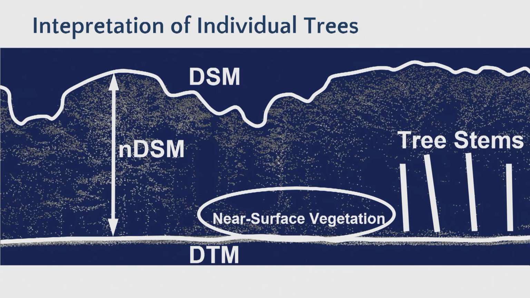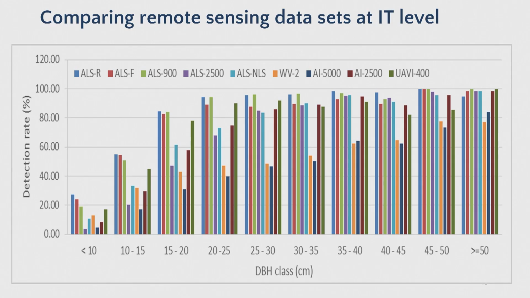You get tree stems. The higher the point density, the more you get this tree stem information. At the other extent is that you model the tree stems out of that data, but then you need more than 1,000 points per square meter.